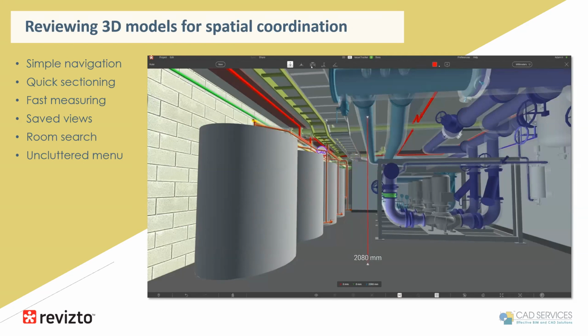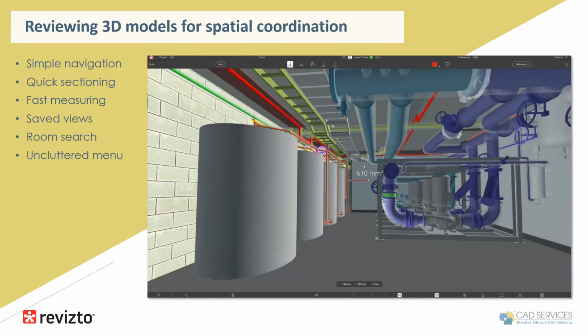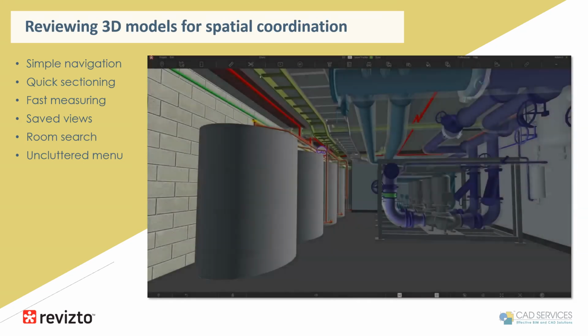The uncluttered menu bar along the top is very easy to use and gives us all the tools we need to use. We don't need to go hunting through various menus and tabs along a ribbon to get exactly what we need. While the menu and its tools are simple to use, there are more advanced options available too, making navigation in Revizto even quicker for us.